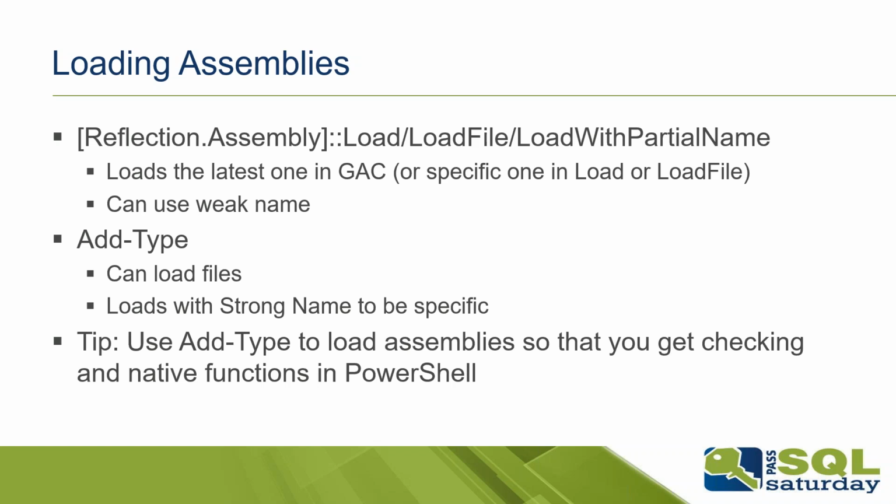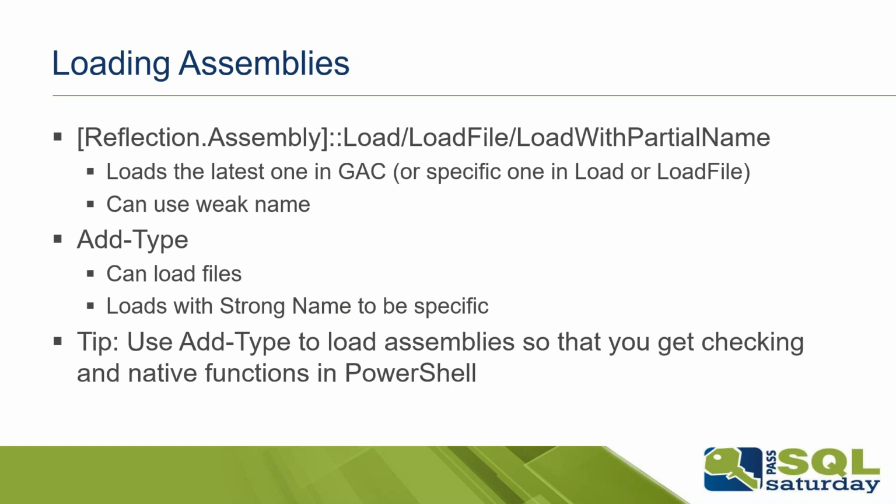But I'll just tell you the behaviors of these two things. There's add type, which is the PowerShell way. The load with partial name will load the latest one in the GAC. So if you have 5 versions of SMO or 5 versions of an assembly because of different versioning, if you just do load with partial name, you're only allowed to do a weak name. So you're only allowed to say like Microsoft SQL Server SMO. You can't tell it a version. You can't tell it you want to load a specific one. You have to use whichever one is in the GAC.